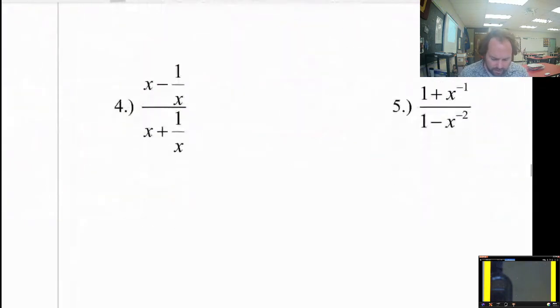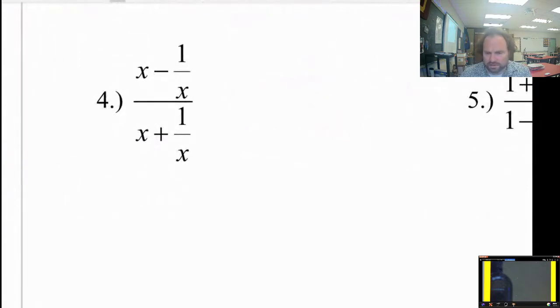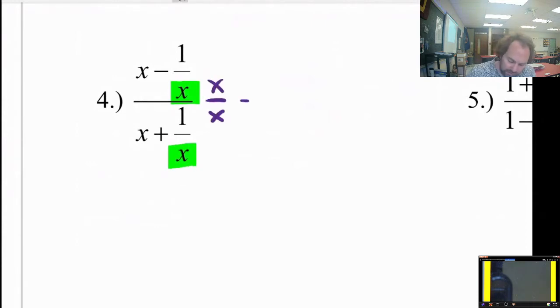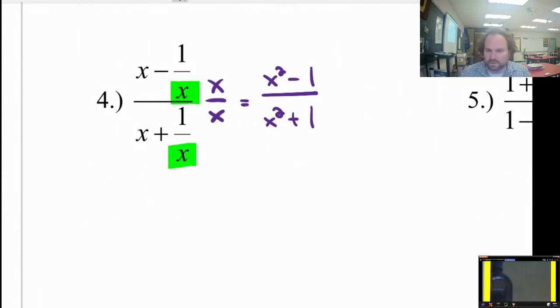Anyway, number 4. Okay, now we got x's involved. Things are going to be a little more abstract, but we're going to use the same trick here. Least common multiple of x and x is, of course, x, so we're going to multiply everything by x over x. This is going to give us x squared minus 1 over x squared plus 1. And I don't believe we can do anything with this. I'm tempted to factor the x squared minus 1 into x plus 1 and x minus 1, but I don't think the bottom will factor into anything, so it wouldn't be worth it.